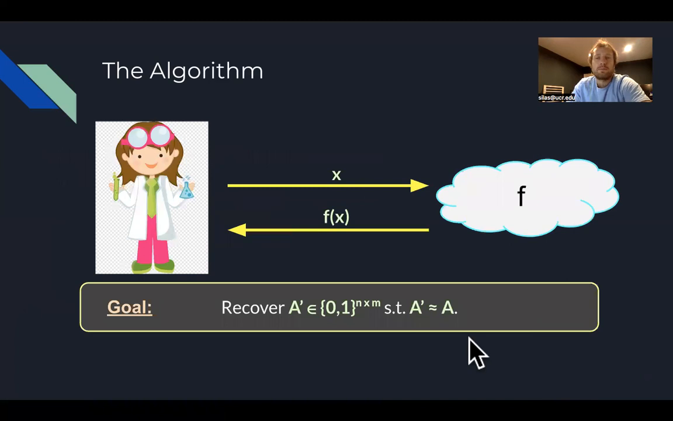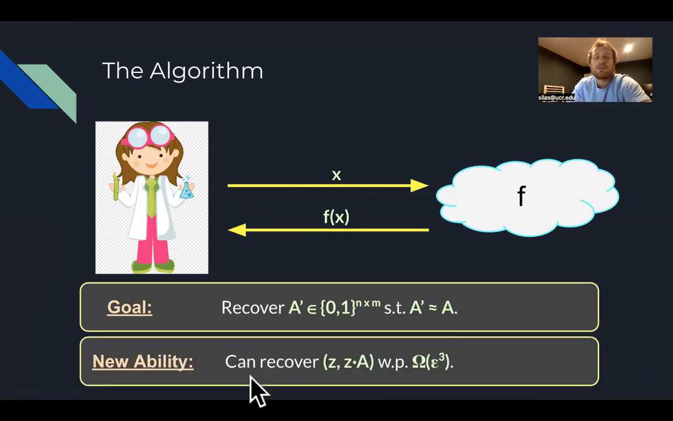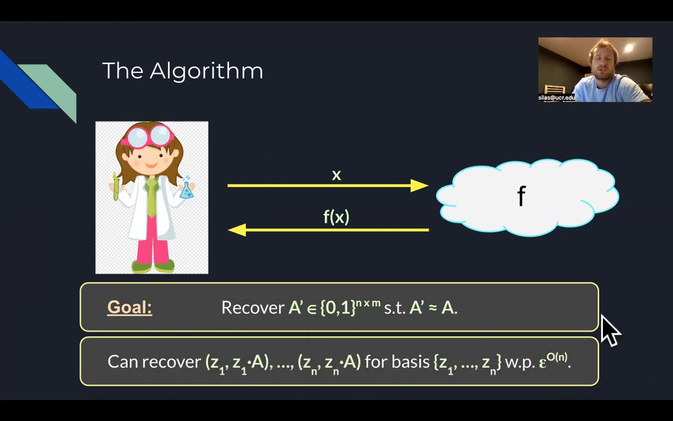Okay, so that's the end of our side quest. Back to our original goal, we wanted to recover some matrix A prime, which is close to A, and we have this new ability, which is we can recover a single row of A with probability epsilon cubed. So naively, this new ability can already solve this problem. You just do it n times.